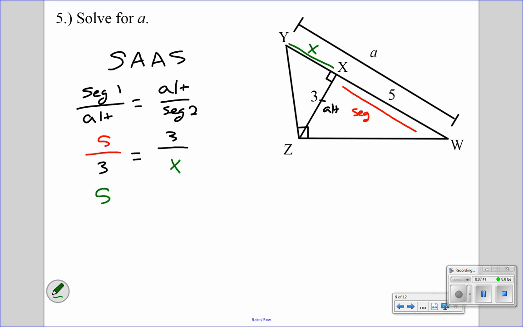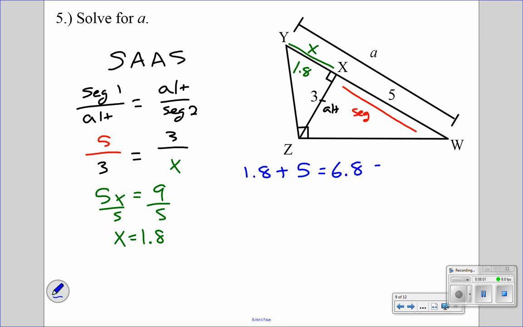We cross multiply and solve. 5x equals 9. Divide by 5. X equals 1.8. So we know that this is 1.8. In order to figure out A, which is what we're solving for, we can add 1.8 plus 5, which gives us 6.8. And that's the entire hypotenuse. So we have 5 plus 1.8 gives us the entire thing, 6.8.